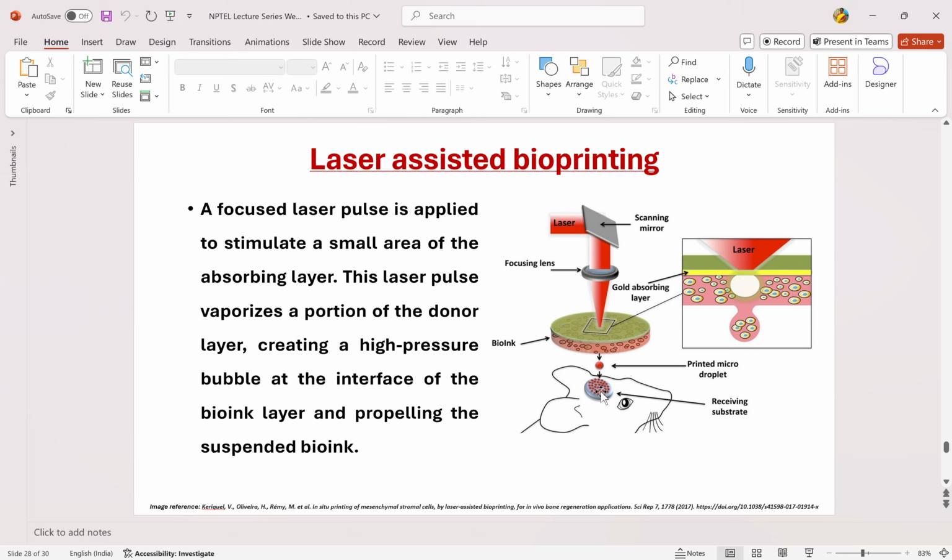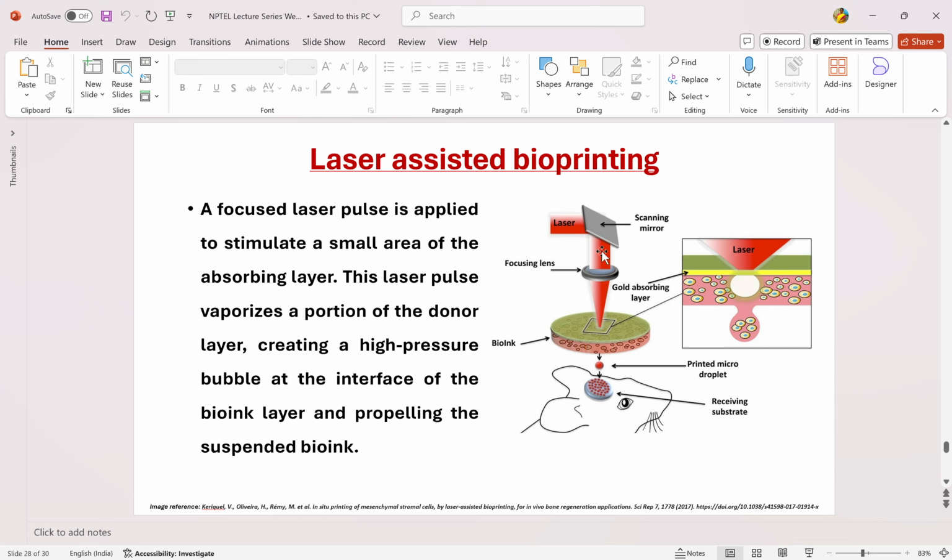Last one is your laser assisted bioprinting. In this, a focused laser pulse is applied to stimulate a small area of the absorbing layer. This laser pulse vaporizes a portion of the donor layer, creating a high pressure bubble at the interface of the bioink layer and propelling the suspended bioink.